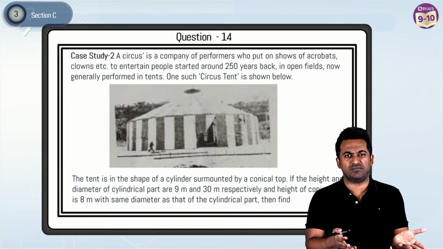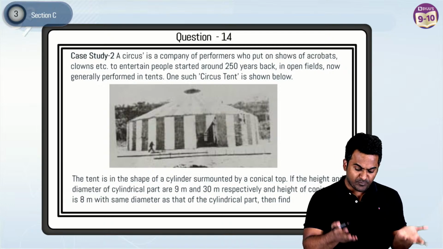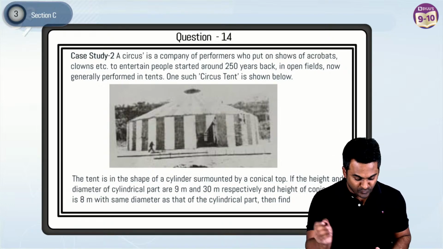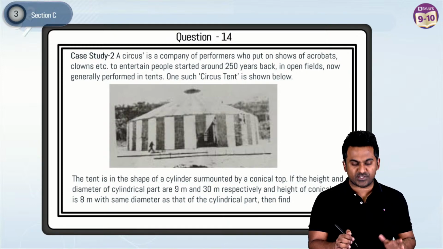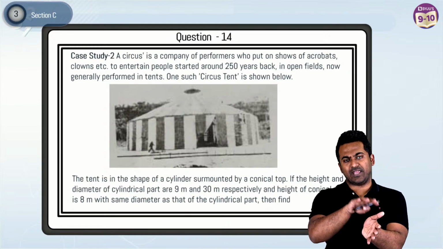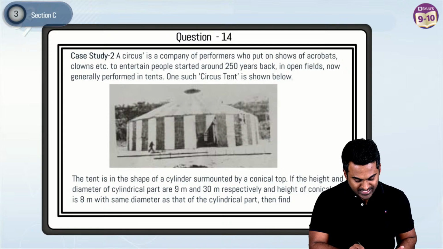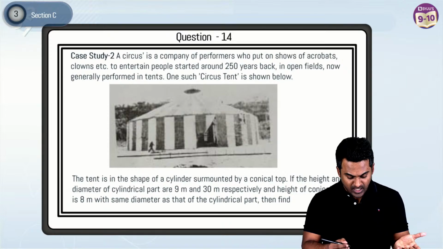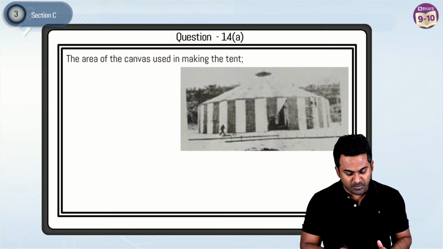This has got to be, I believe, the last question for this exam. So again, circus company, performers are there, a tent is there, 250 years back, story is given. Okay, so the tent is in the shape of a cylinder, so you have a cylinder, and then on top of that you've kept a cone. Height and diameter of cylinder are given, height of conical part is there, diameter is same as cylinder. What do you have to find out here? You have to find out the area of the canvas used in making the tent.